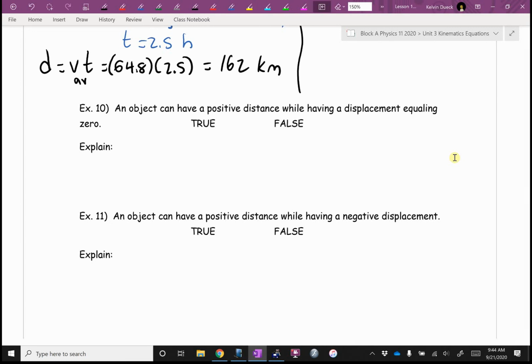Who says true? 2, 3, 4, 5, 6, 7, 8. Who says false? Who didn't vote? What are you voting? You're going false. So we went, true was everyone minus 1, and false was the minus 1. Convince me.